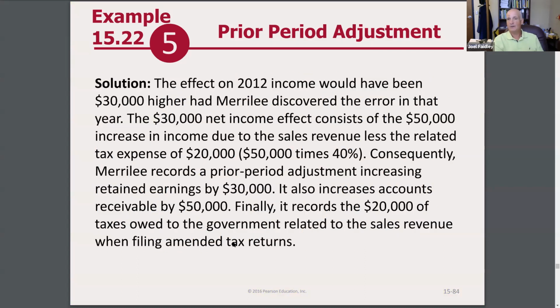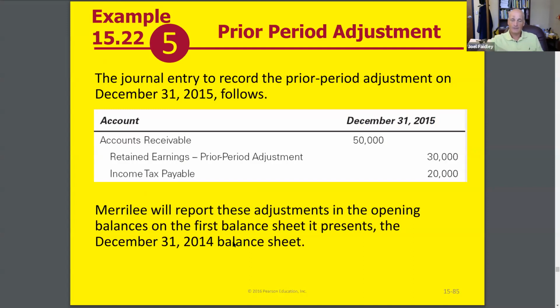Because this has got to be a prior period adjustment. It's a material error. What that looks like, I've got a $50,000 receivable from this customer that I didn't bill them. And retained earnings is the net of tax. And by the way, since I've got more income, I owe the IRS $20,000 income tax payable. That's a prior period adjustment.